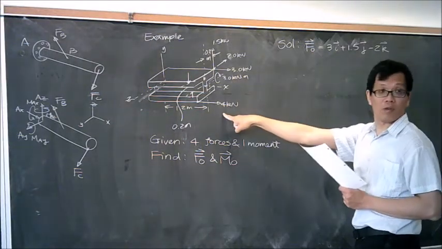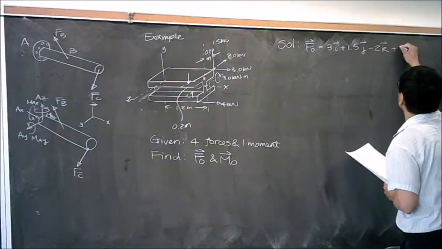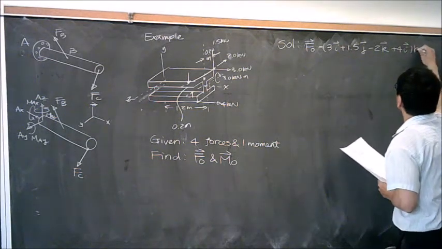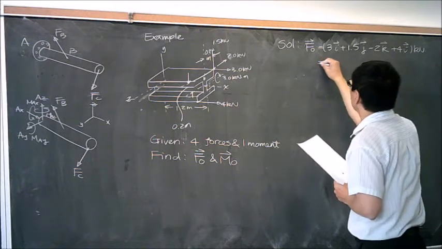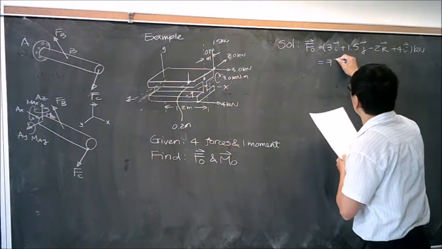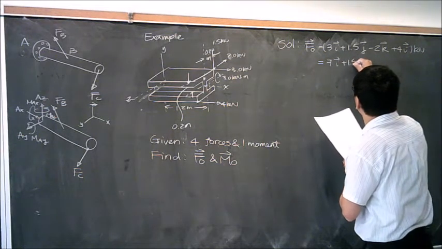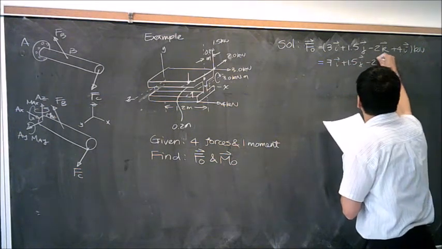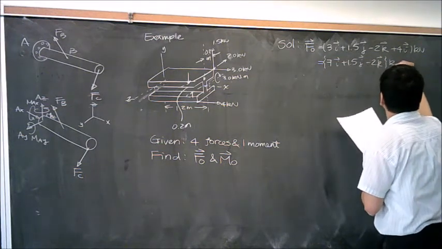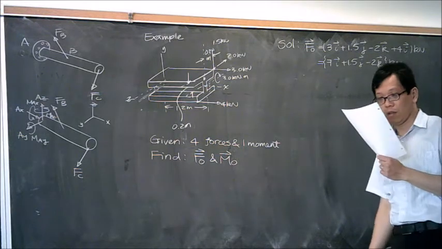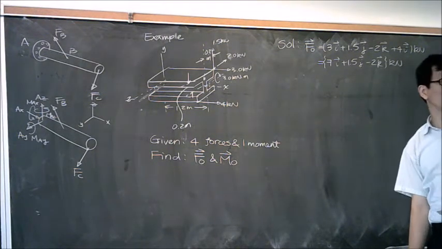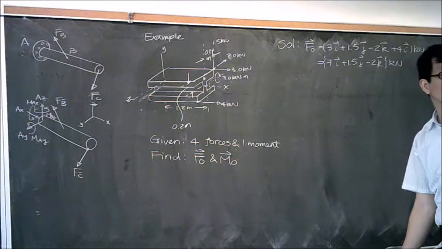And one other force over here is going to be positive 4i units. So if you solve this a little bit, you're going to get 7i plus 1.5j minus 2k. Not so difficult to get the answer because you just add the forces together.